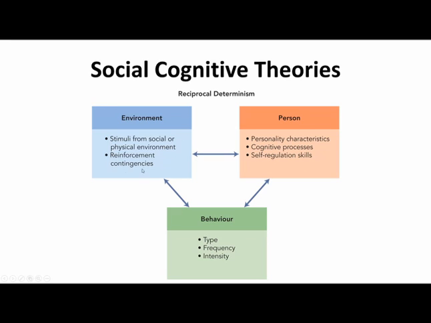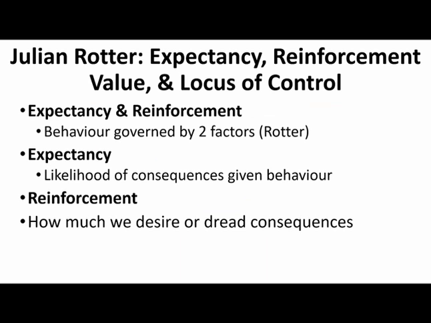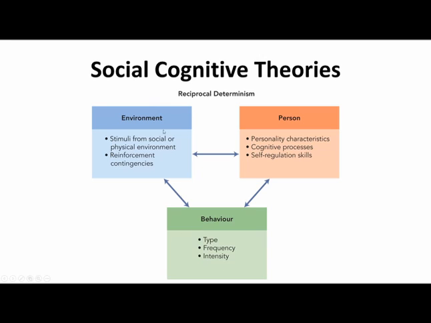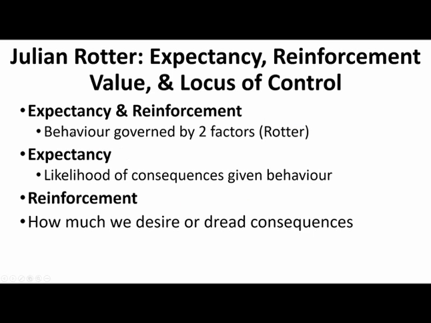We also have reinforcement contingencies, things related to learning, things that you've learned in the past. And again, more two-way interactions down here to lead to behavior. So the type of behavior that you see, the frequency that you see that behavior occurring, and the intensity in which you see that behavior. Julian Rotter focused on the behavior side of this triangle here. And they said that our behavior is governed by two specific factors, our expectancy and the reinforcement value.